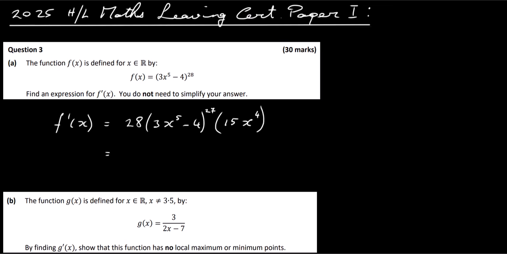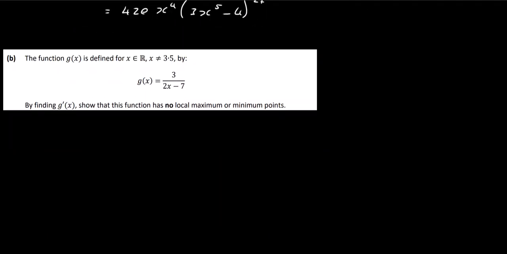You could go another step if you wanted to. It doesn't say to do it, but you could multiply the 15 by the 28, and that'll give you 420. You've got the x to the power of 4, and then you've got (3x^5 - 4) to the power of 27. But they say don't simplify necessarily, so this is your answer here. Okay, so let's look at part B.